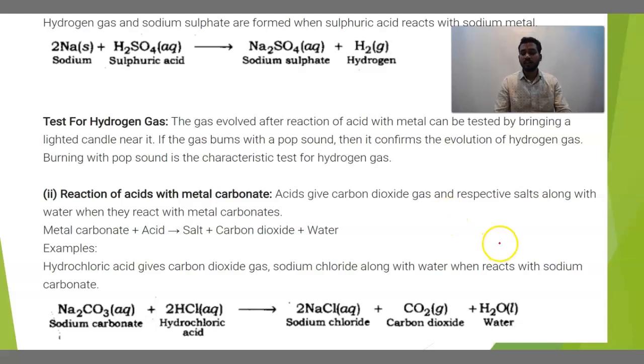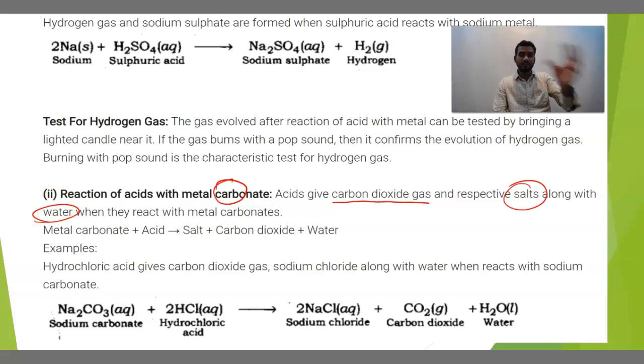What happens when acid reacts with metal carbonates? Acid gives carbon dioxide and the respective salts along with water. Please remember, because carbon is there, carbon dioxide is there. Salt, anyhow, we remember. In addition to that, water is there. You should remember this, because definitely when carbon dioxide gas is there, water is also present. Metal carbonate, any metal carbonate plus acid gives salt, carbon dioxide and water.